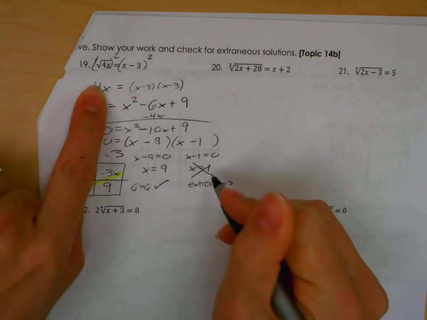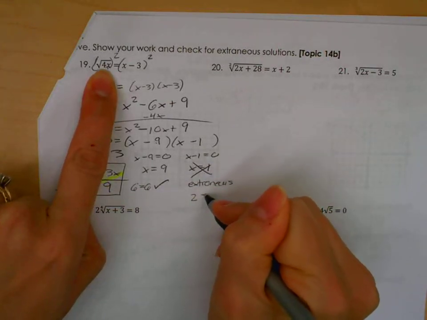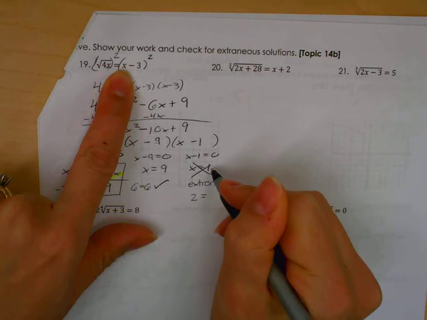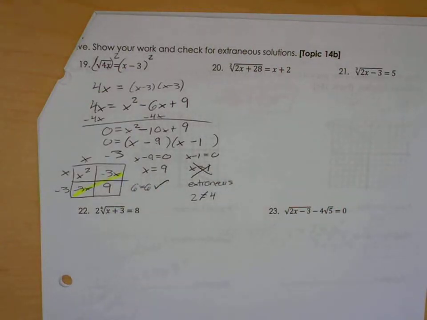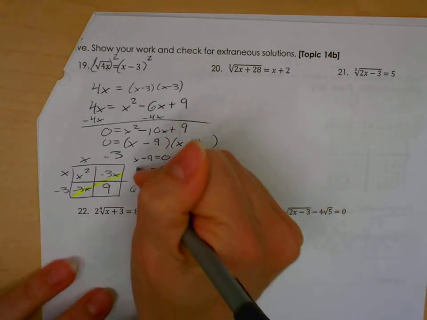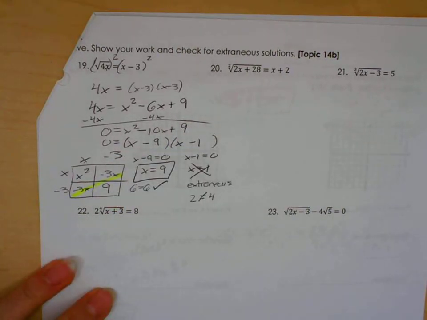And again, this one, when I plug it in, I get 6 equals 6. It works. On this one, when I plug this in, I get 2 equals 4, and that does not work. So I only have one answer. I only have x equals 9 on this one.